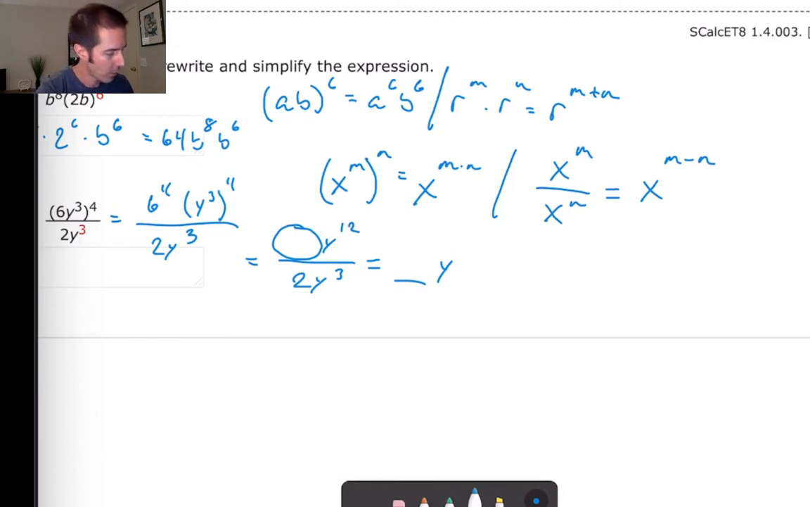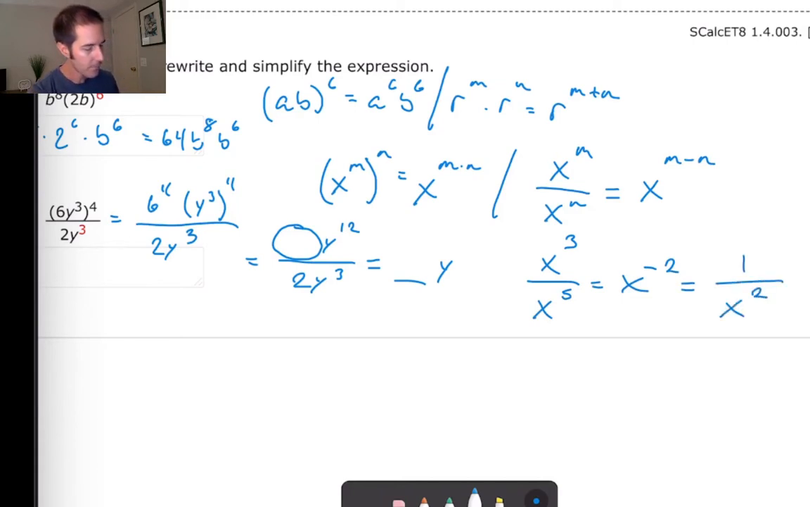Let's just do that real quick. What if we had x to the power of 3 over x to the power of 5? That would equal x to the negative 2nd power, which we could write as 1 over x to the positive 2nd power. So in the problem that we're working on, we've got y to the 12 over y to the 3. We'll do the subtraction and end up with y to the 9. So you've got your coefficient in front of y to the 9th power, and that'll be your final answer there.